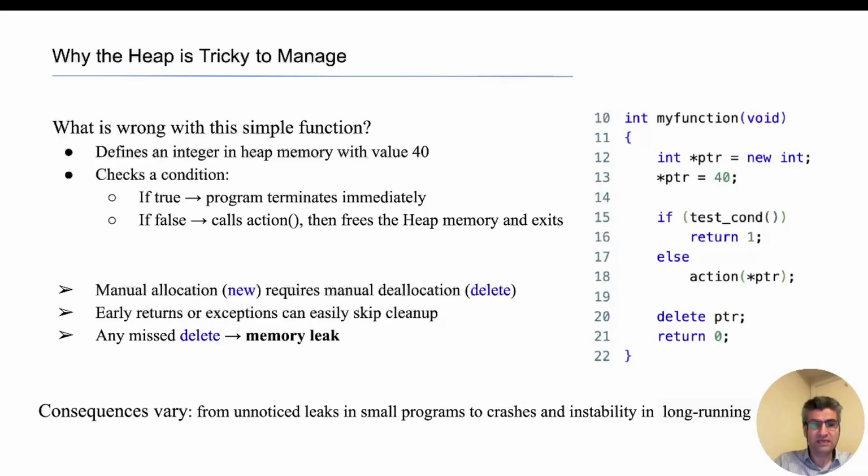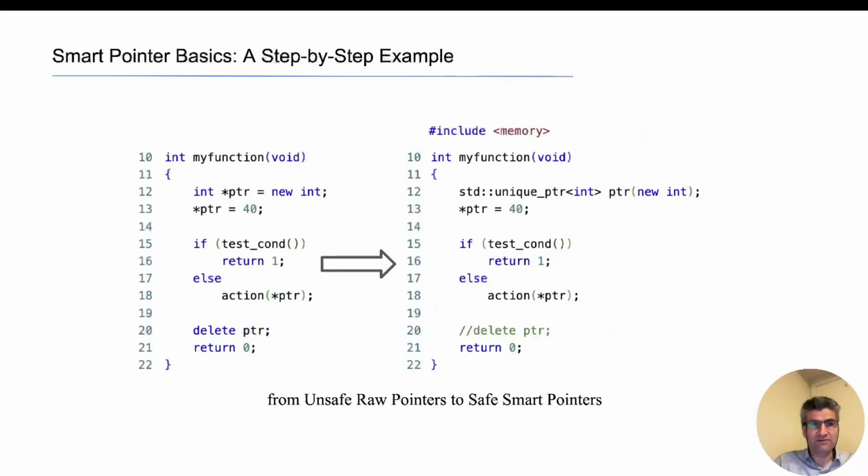In C++, when we allocate memory with new, we take on the responsibility of releasing it later with delete. This sounds simple, but in practice, it's very easy to miss. Even small leaks accumulate and can eventually bring down long-running applications. Let's see how smart pointers can help to make my function safer.